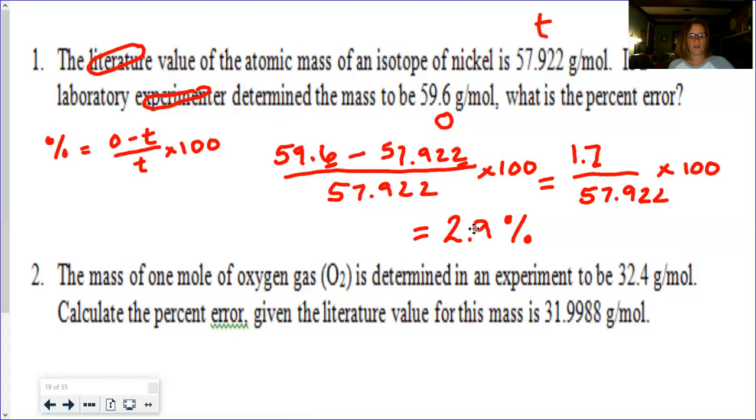Okay, so now you are all set to do some extra practice with percent error. Please ask questions in class and check your work as you go. And we will discuss this again when we talk about the measurement lab later this week.